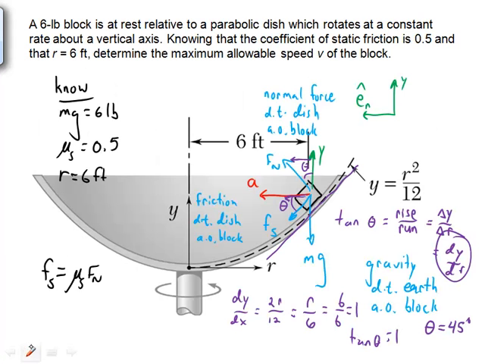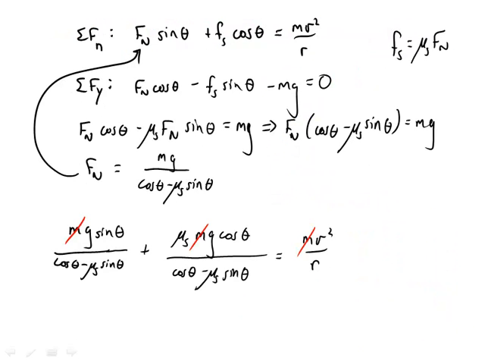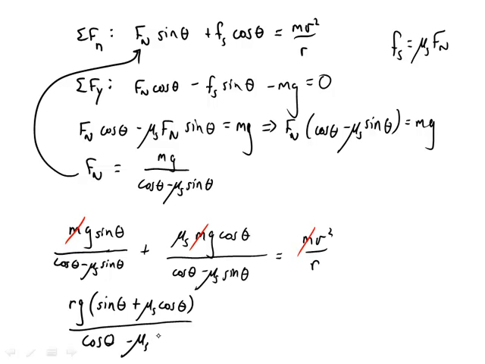All right, I'm looking for the allowable speed. I'm looking for the velocity v. So there it is. So I'm going to bring the r over to the other side. Rg, and then I get the sine of theta plus mu static times the cosine of theta. And notice the denominators are the same in both terms. So cosine theta minus mu static sine theta. All of that is equal to v squared.